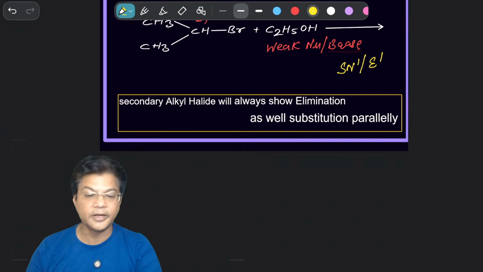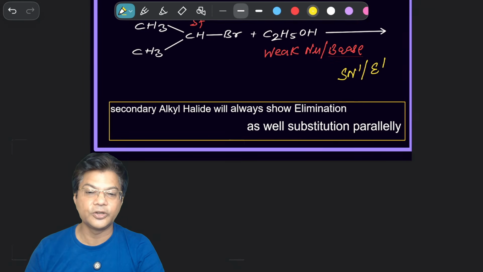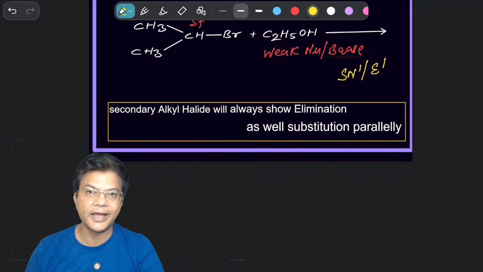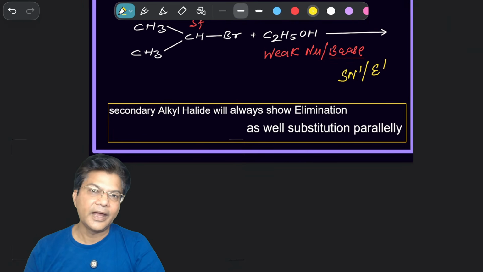So see what is written. Secondary alkyl halide will always show elimination as well as substitution parallelly, a parallel reaction. If it is strong, then SN2 and E2. If it is weak, then SN1 and E1.